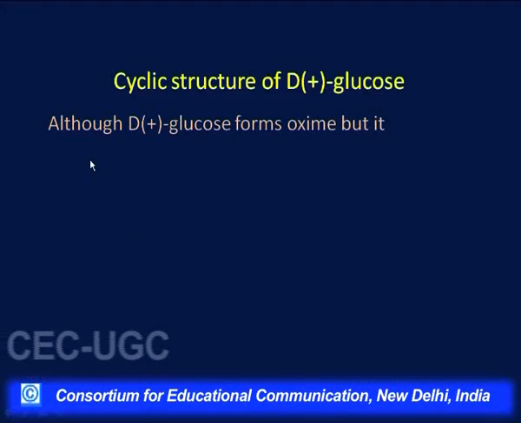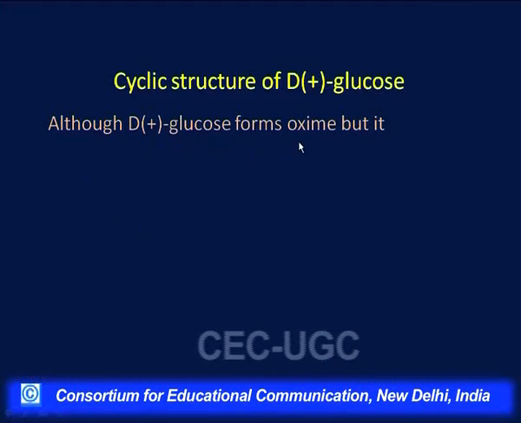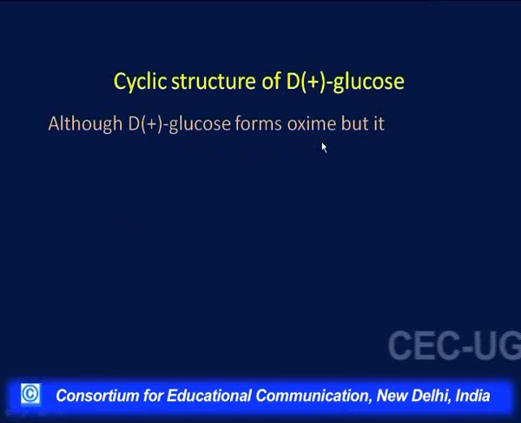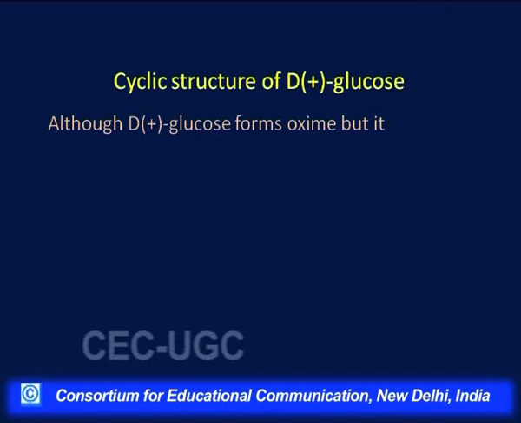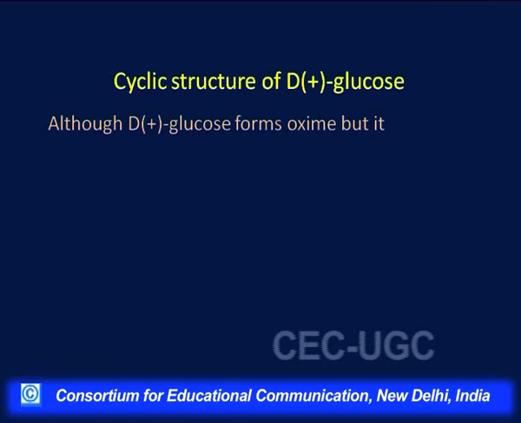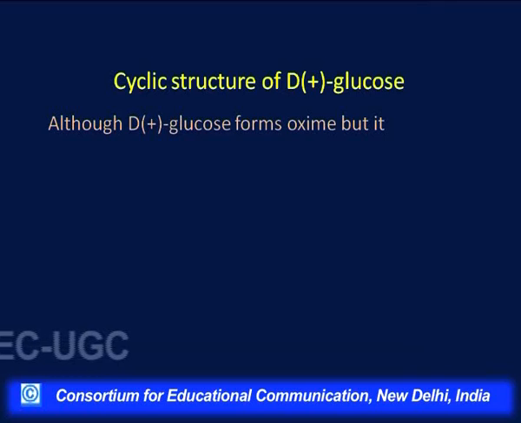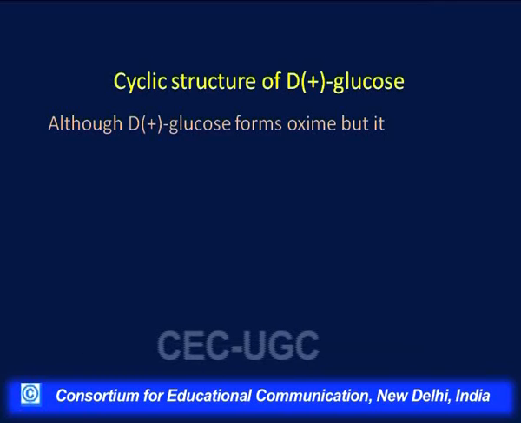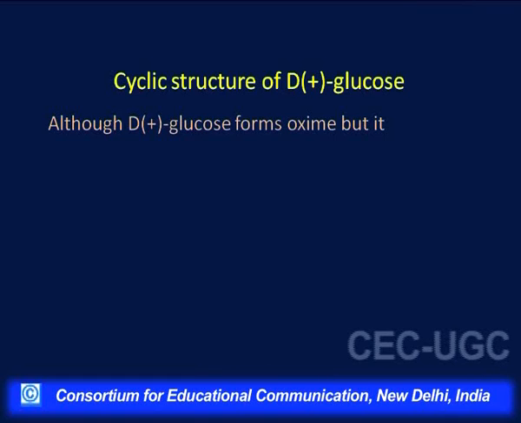But during this work, certain reactions were also observed which cannot be explained by this open chain structure. For example, glucose forms an oxime, it also undergoes the addition of HCN, indicating the presence of an aldehydic group or a carbonyl group. But glucose does not undergo the 2,4-DNP test, which is considered the basic test for all carbonyl compounds. So, it does not form any colored precipitate when treated with 2,4-dinitrophenylhydrazine.